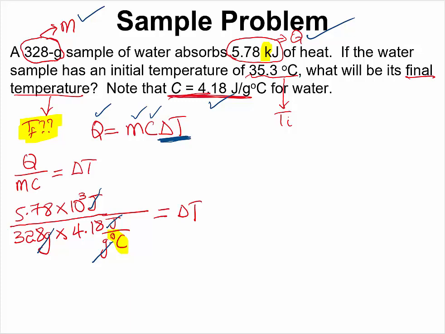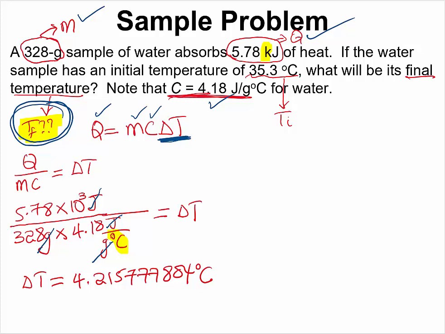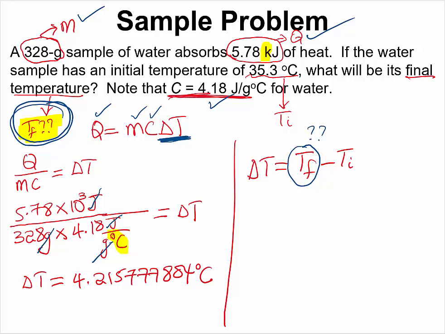If you plug all of these numbers into your calculator and you divide appropriately, you should get delta T equals 4.215777804 degrees Celsius. But remember, we are trying to find the final temperature, not delta T. One thing we do know though is that delta T is equal to the final temperature minus the initial temperature. We are trying to find TF. If you isolate the final temperature, you will get delta T plus the initial temperature is equal to the final temperature.